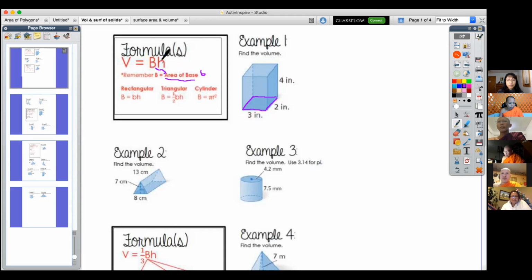What's my height? 4. So what's 6 times 4? 24. Okay, so it's 24. Write that down on your sheet. Now go on and do example 2.